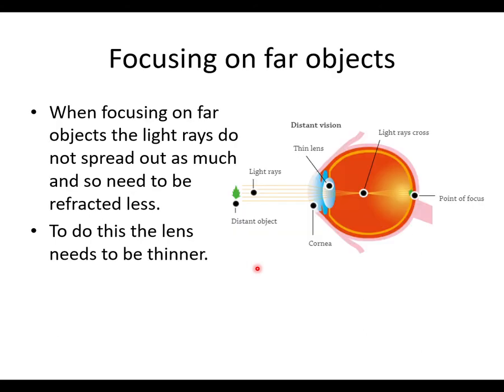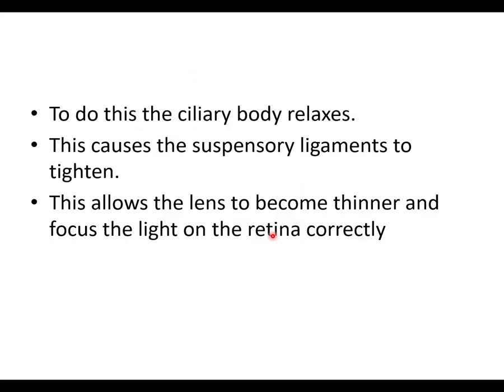When we're looking at something far away, we need our lens to be much thinner, so we need to refract the light less because it's coming in much straighter. In order to do that, the ciliary body relaxes. So when the ciliary body relaxes, that ring of muscle gets bigger. This causes the suspensory ligaments to tighten, and what this does is it pulls on the lens and makes it thinner. And then that allows the light to focus correctly on the retina.